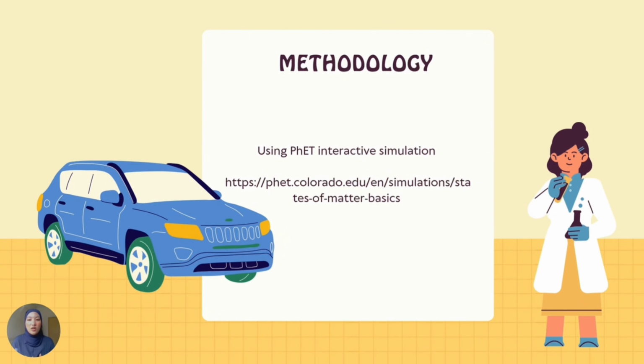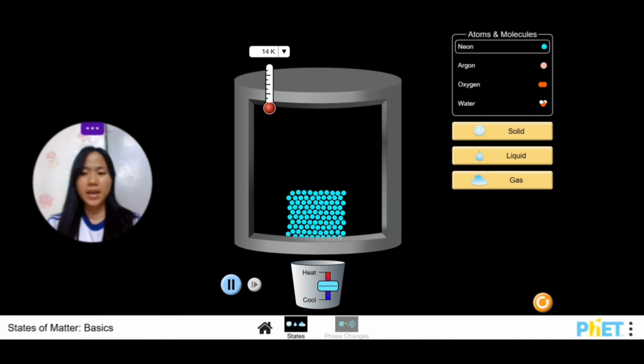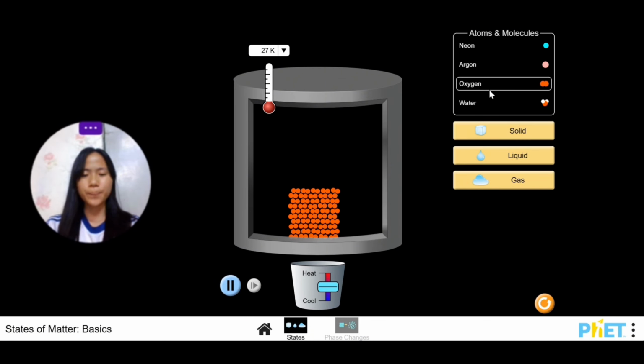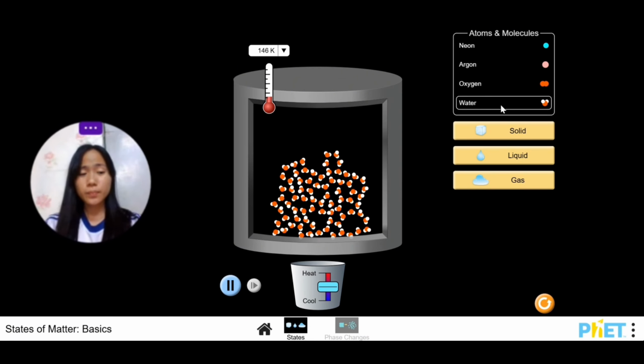Now, let's conduct our experiment using the PhET simulation. You can access this tool at the link shown on the screen. So now, let's take a look at our simulation tool for today. As you can see, at the right top of the screen, we have different substances that we can select, which are atoms like neon and argon and molecules like oxygen and water.